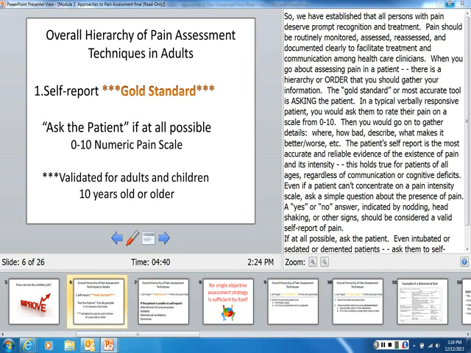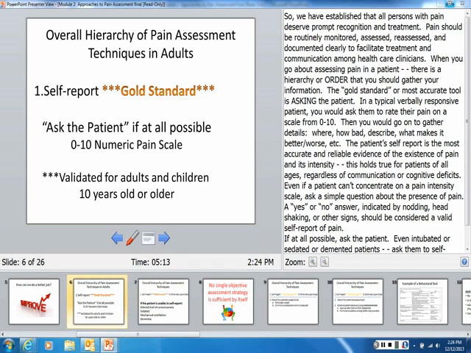The patient's self-report is the most accurate and reliable evidence of the existence of pain and its intensity. Unlike other conditions like blood pressure and temperature, there's no thermometer for pain. We need to have the patient relay to us the intensity of the pain that they're feeling. This 0 to 10 numeric score is the most reliable way to do that. And this holds true for all patients of all ages, regardless of communication and cognitive deficits.